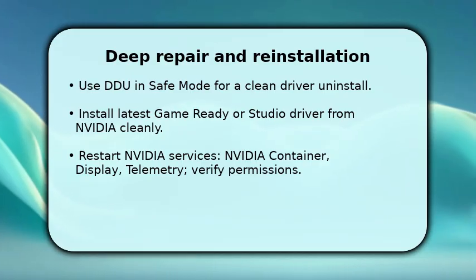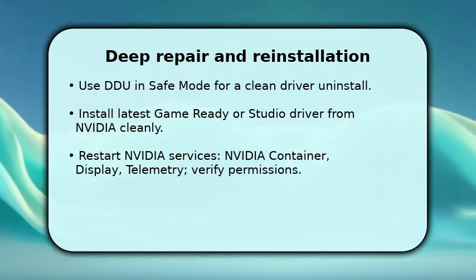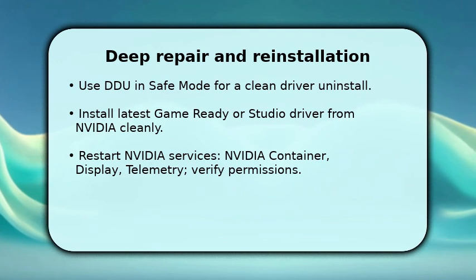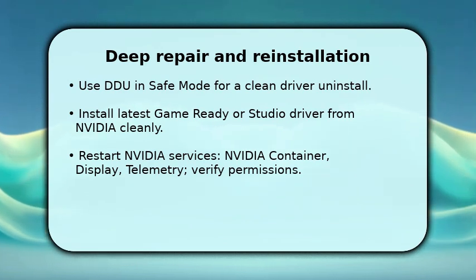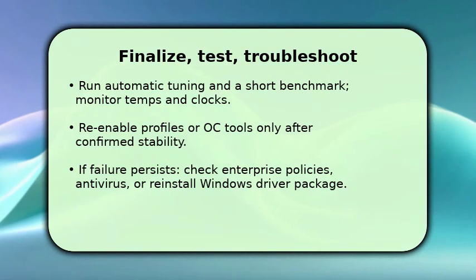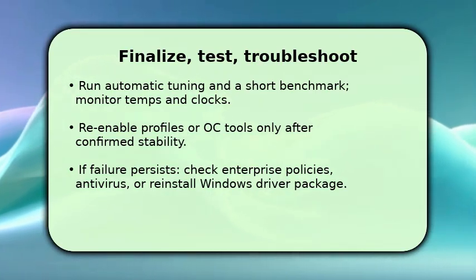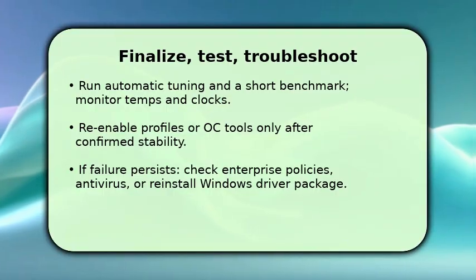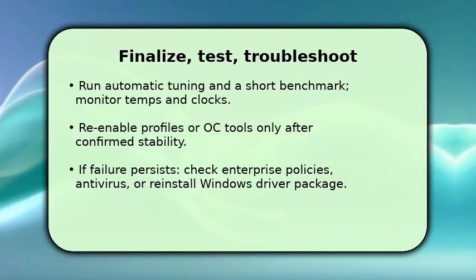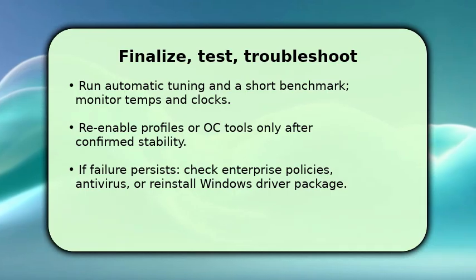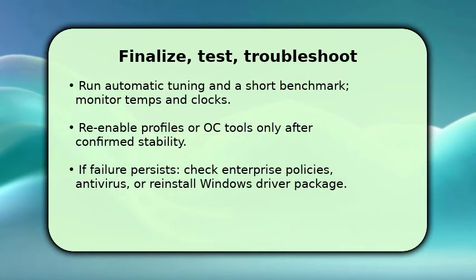If automatic tuning still fails, clear Nvidia temp folders and log files so the tuner creates fresh data. Then relaunch GeForce. You finish by running automatic tuning and immediately doing a short benchmark to confirm stable clocks and temperatures. If results look good, re-enable any profiles or overclocking tools one at a time to verify they don't break tuning. Make sure to save a clean profile.